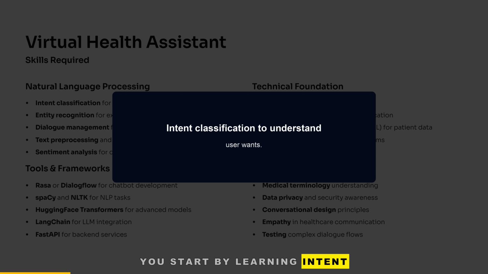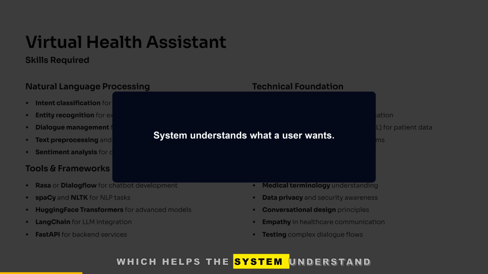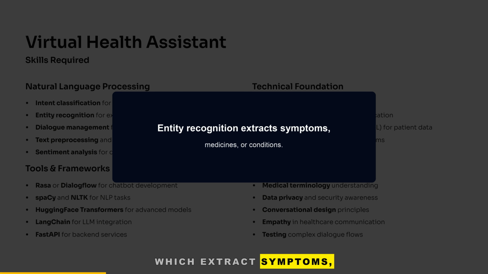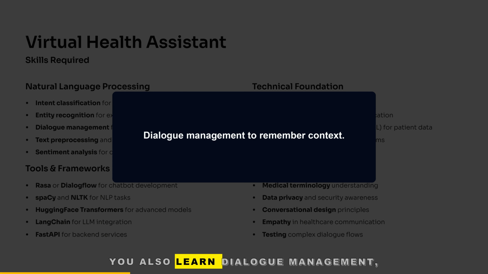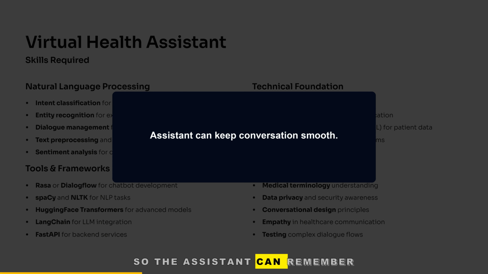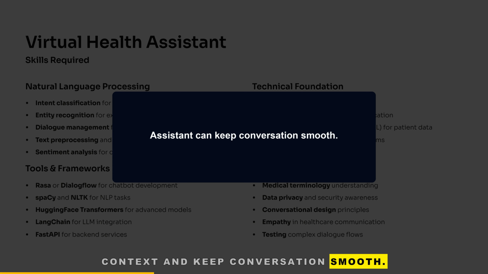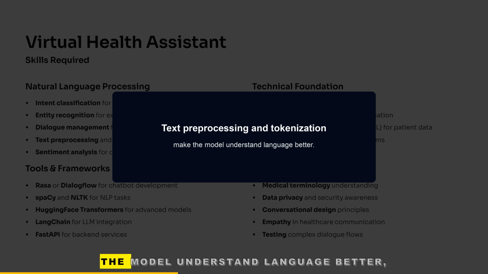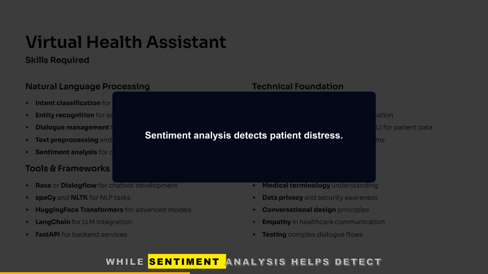You start by learning intent classification, which helps the system understand what a user wants, and entity recognition, which extracts symptoms, medicines, or conditions from their message. You also learn dialogue management, so the assistant can remember context and keep conversations smooth. Text preprocessing and tokenization make the model understand language better, while sentiment analysis helps detect if a patient sounds worried or stressed.